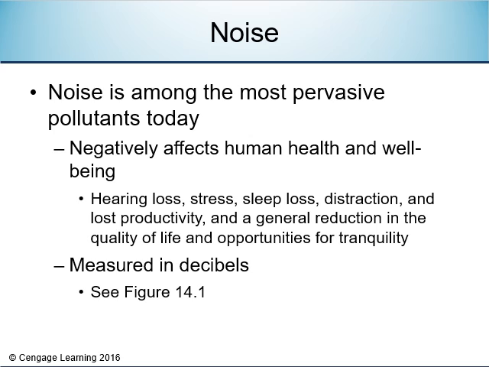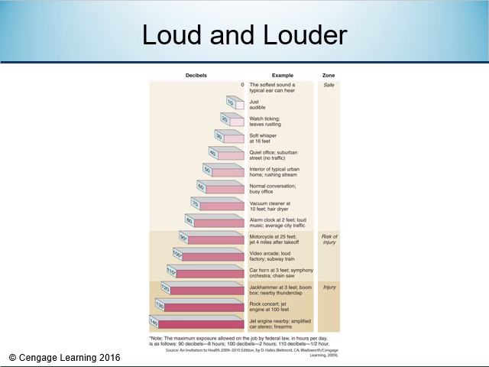But noise, they've shown, does have negative effects on human health and well-being. Now, at extreme levels, you're talking things like hearing loss. Lots of noise can cause stress, sleep loss, distraction, and lost productivity. Usually the lost productivity is a result of those distractions, and a general reduction in the quality of life and opportunities for tranquility. So there you go. It is measured in decibels, and there is a nice little chart on the next slide, figure 14.1, that gives you some examples of what the decibel levels are and how we find them. So there you go.